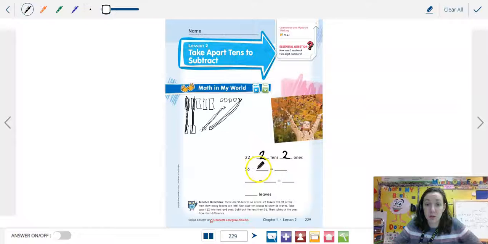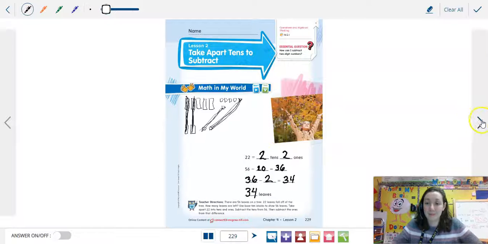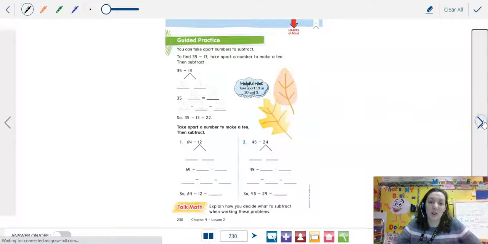Then we want to pull out the tens first. So 56 minus 2 tens, which is 20. 56 minus 20, so we're only having to take away our tens, is going to be 36, because 50 minus 20 is 30, and we leave our ones alone. Then we take 36 take away the ones to get 34, so our answer is 34. Let me show you how we do that a little more clearly.